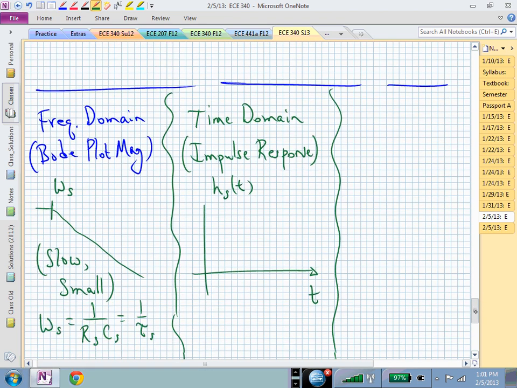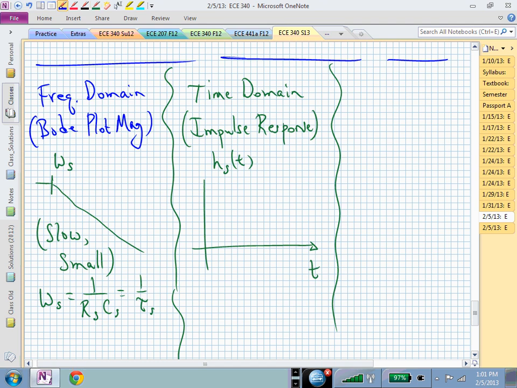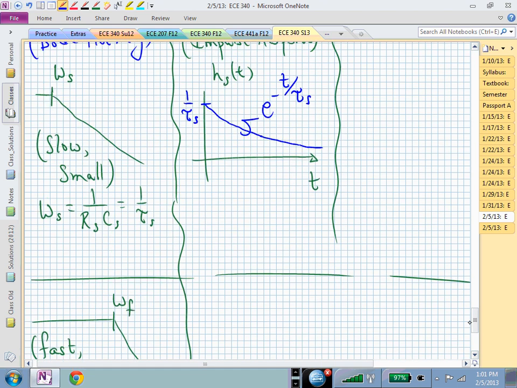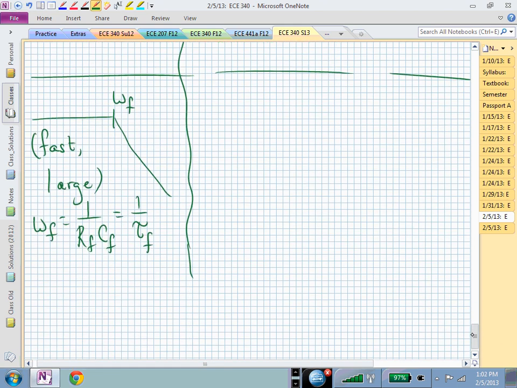If we now have a small t sub s, we just said that we're starting here at 1 over t sub s, and then we decay exponentially, and this is now e to the minus t over tau sub s. And we could compare that with what would happen for a higher bandwidth low-pass filter. And what does this one look like?